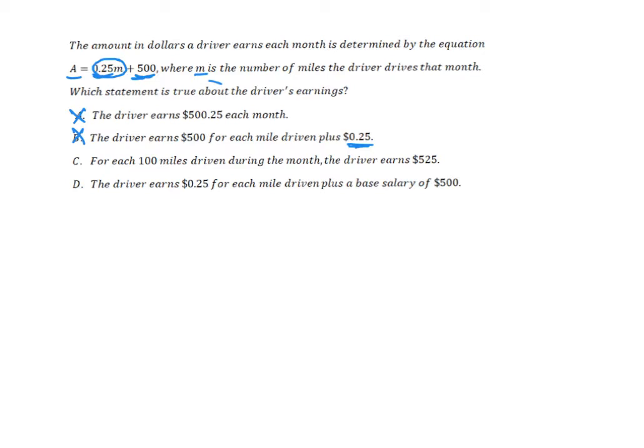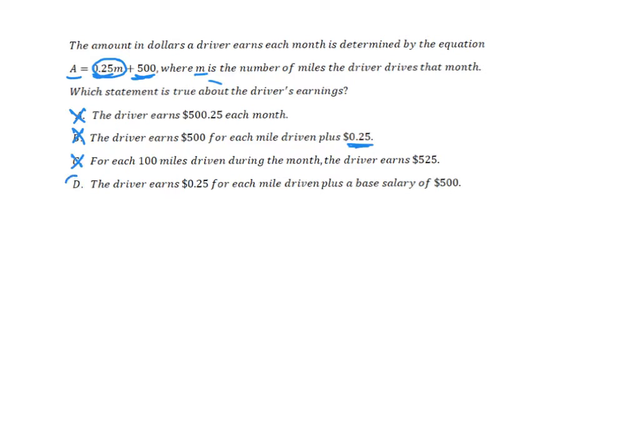C, for each 100 miles driven during the month, the driver earns 525. Well, that could be true if the driver drives 100 miles, because if you multiply 100 with 0.25, you get 25, plus 500. That would be 525. But we don't know how many miles the driver drove. So that cannot be true, because we need a general statement. The question is, which statement is true about the driver's earning? We're talking about the statement that's gonna model the driver's earning. So there's no way it's gonna be C.